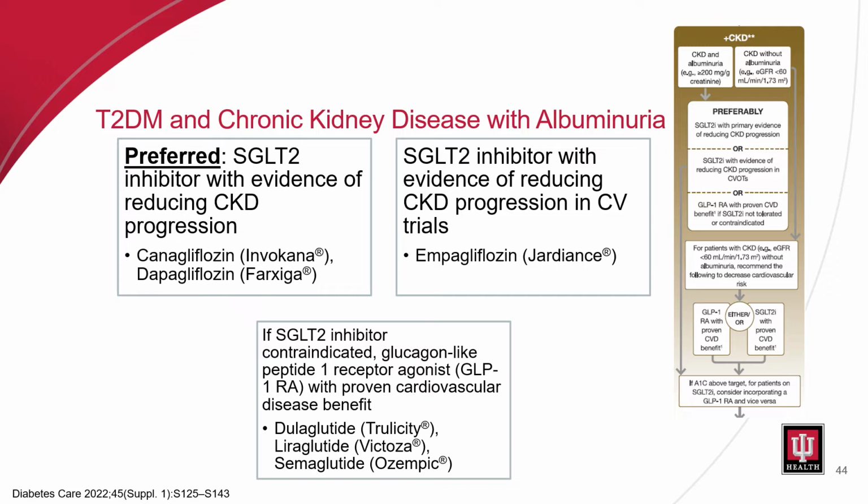empagliflozin or Jardiance. And then if an SGLT2 inhibitor is contraindicated, this might be due to a specific eGFR cutoff value, for example, we would want to utilize a glucagon-like peptide-1 receptor agonist, or GLP-1RA, with proven cardiovascular disease benefit. And these medications are dulaglutide or Trulicity, liraglutide or Victoza, or semaglutide or Ozempic.